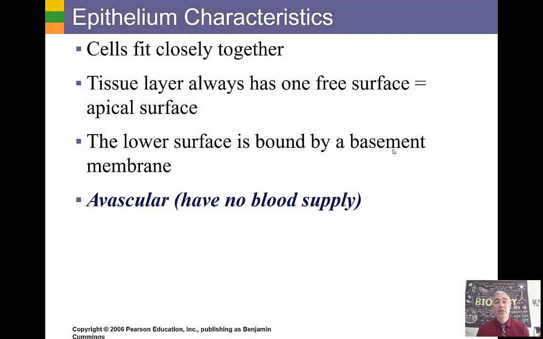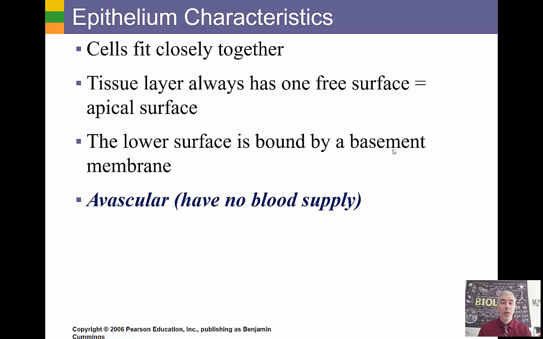Now, what are the characteristics of them? So how can we tell epithelial tissue when we look at it? So these cells fit closely together, meaning that they're cells stacked upon cells. There's nothing else really there. There's no extra stuff outside of the cells, which we'll talk about when we get into connective tissue. So think about a brick wall.